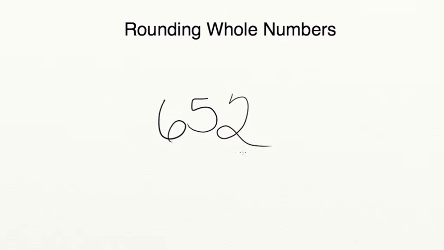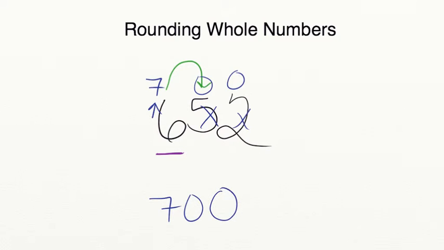Step 1. Underline the place value that you're being asked to round to. I asked you to round this to the hundreds place, so we underline the hundreds place. Step 2. Look at the number directly to the right of the number that you've underlined. Step 3. If this number is 5 or greater, then you're going to round your 6 up 1. So we'll round 6 up to 7, and then replace your remaining place values with 0. So 652 rounded to the nearest hundreds place would be 700.